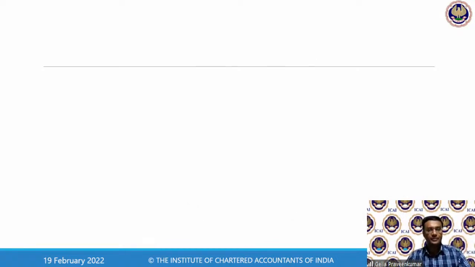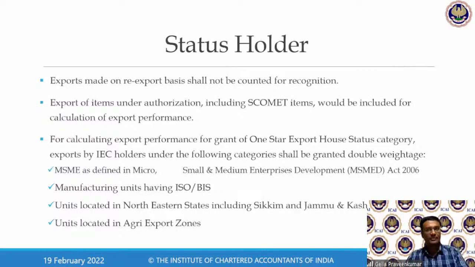Moving further. Now, in the process of doing the calculation, there are exports which are made on re-exports. In April, I made an export. It has come back. Again, in June, I made an export. The second export will not be taken into consideration.